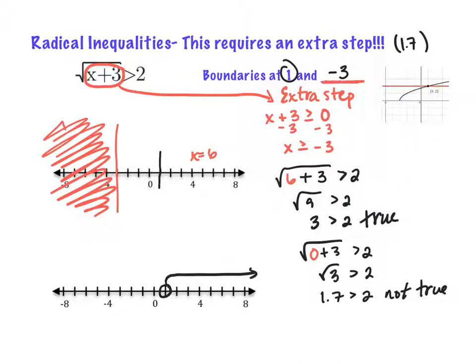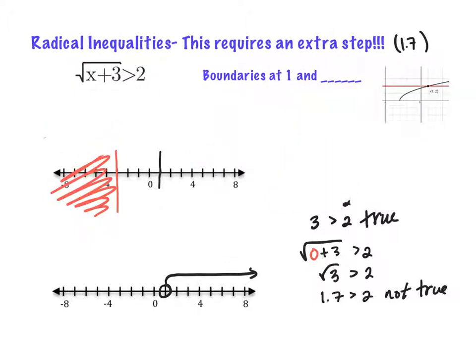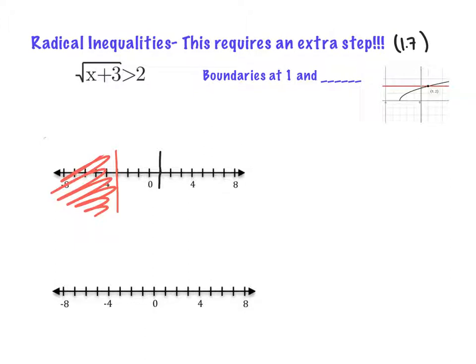Okay, I was trying to figure out how I was going to do that. I'm just going to erase most of this. Okay, so let's say instead of greater than, radical x plus 3 is greater than 2, let's say I have less than 2.